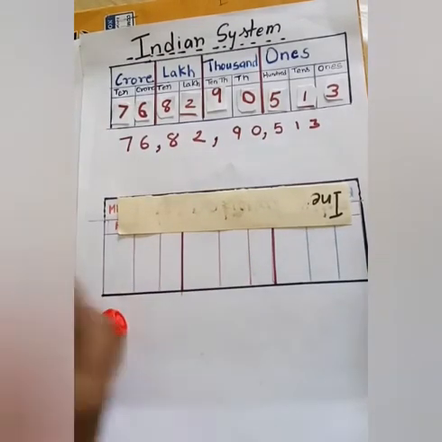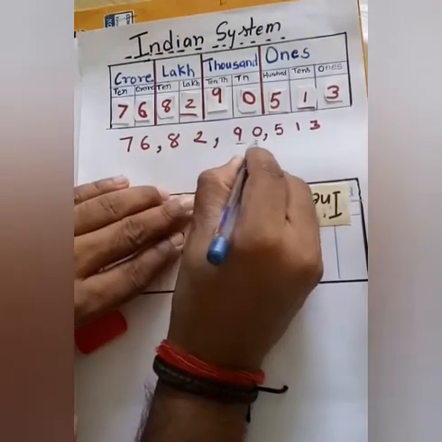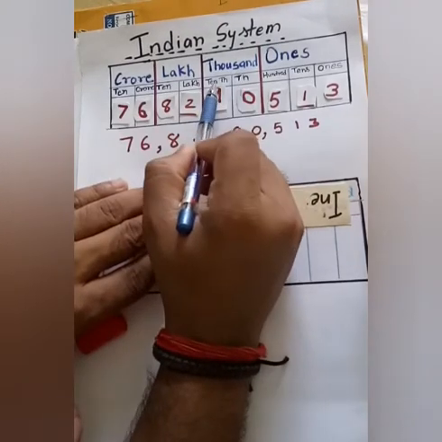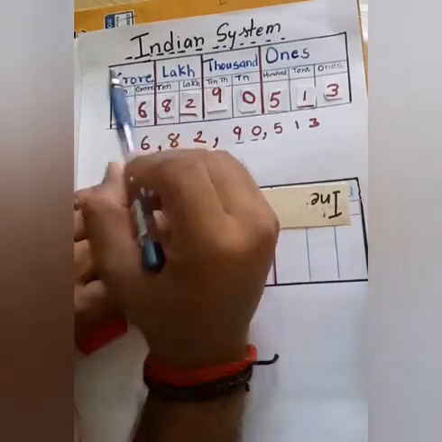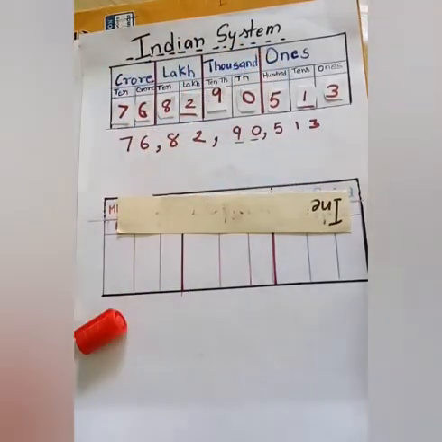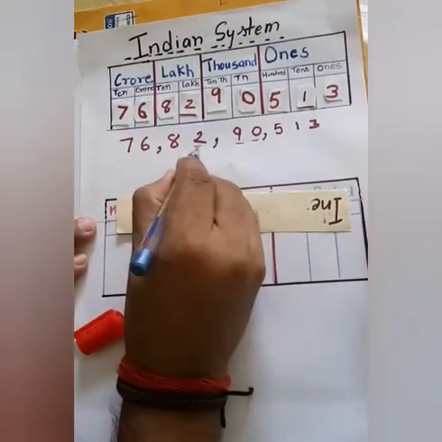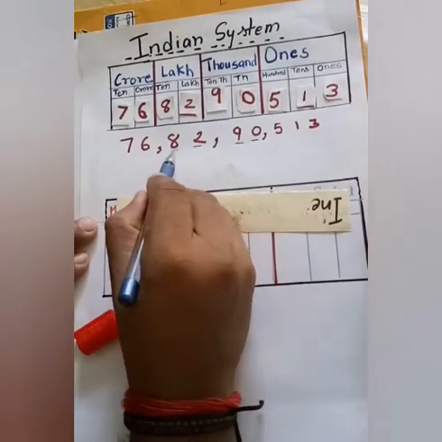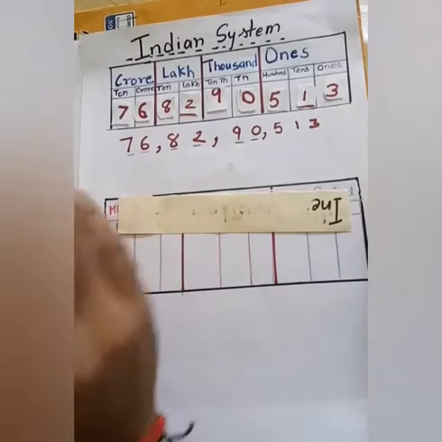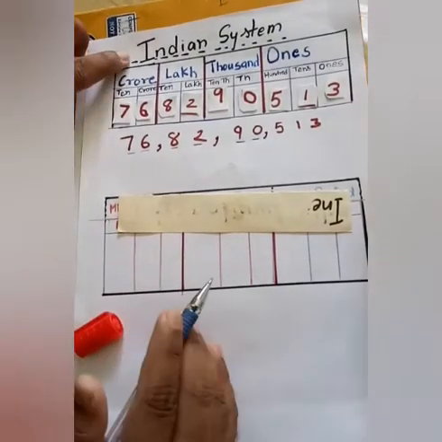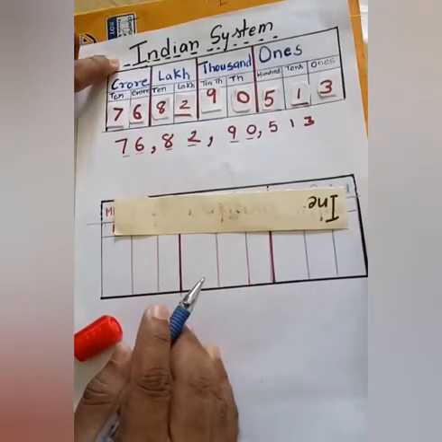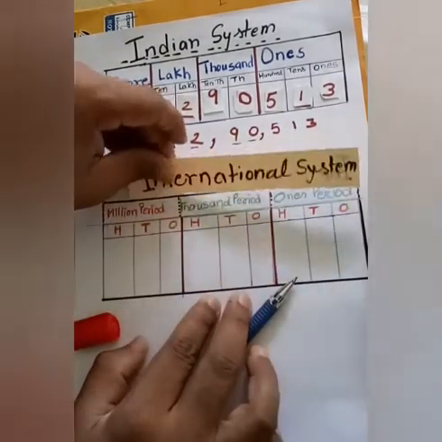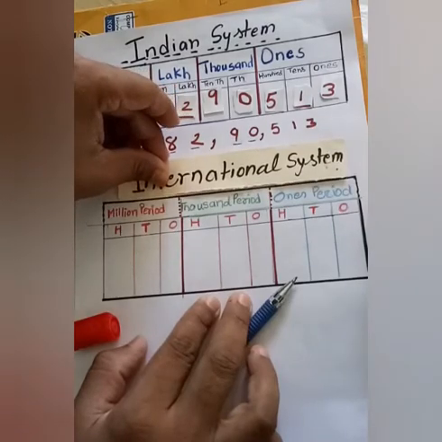Remember, very important: in the Indian system only two digits come between commas, because thousands only have two digit places. Lakhs also have two, and similarly crores also have two digit places. So after a comma, two digits, and after the comma again two digits, and again two digits. So after a comma, two digits means you are talking about the Indian system. Let's move on to the next part, which is called the international system.